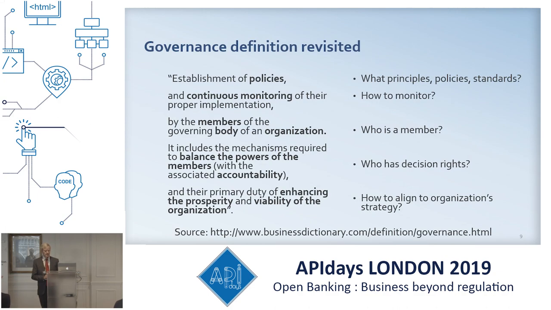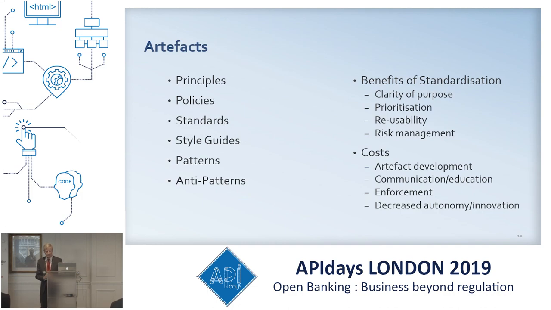So we're going to talk about the artifacts, the documentation, the things that you should think about specifying. So firstly is principles, because establishing rules may address your immediate needs, but sooner or later something is going to come along that doesn't fit into the nice little set of rules that you've defined. So you need to have some guiding principles around how you will govern your API capability. You need to set some policies.